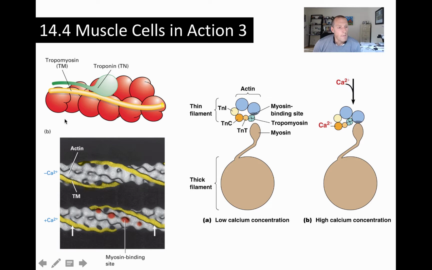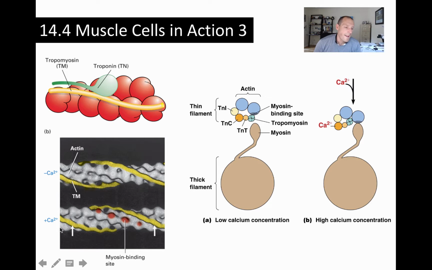If we look at this diagram over on the left, and then at this one over here, here's troponin, TN, and here's tropomyosin, a long filamentous protein which wraps around the actin filament. Troponin is going to regulate the position of tropomyosin. If we look at a molecular model of an actin filament, here is the tropomyosin wrapping around it. In this conformation, the tropomyosin is blocking the myosin binding sites, so the globular heads can't form cross bridges.